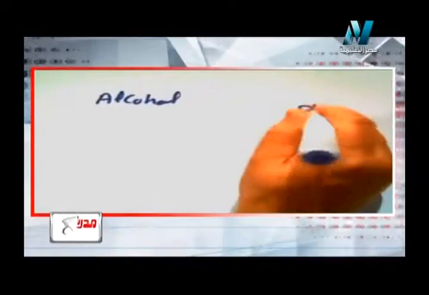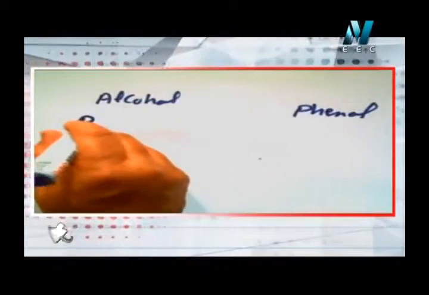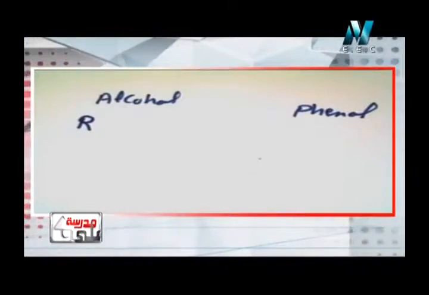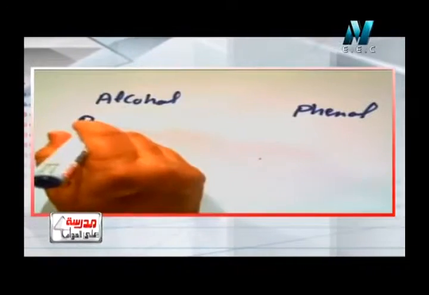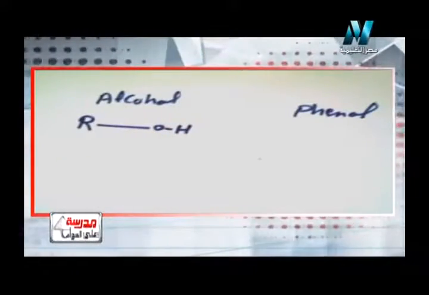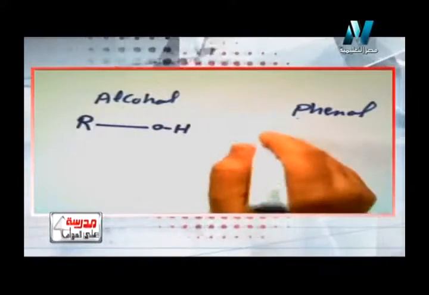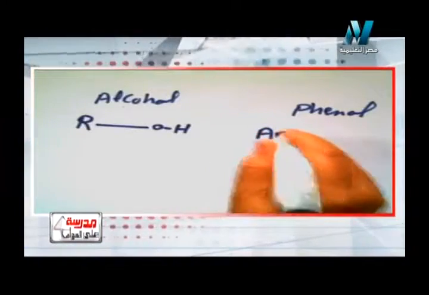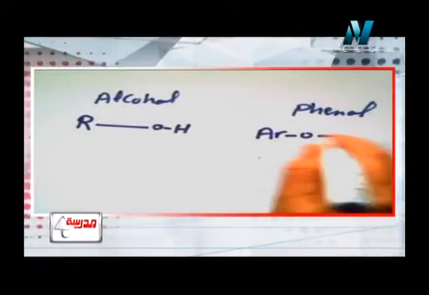and phenol. We know that the general formula of alcohol is ROH. Let's write the symbol of alcohol like this. While phenol is Ar, an aryl group, OH.